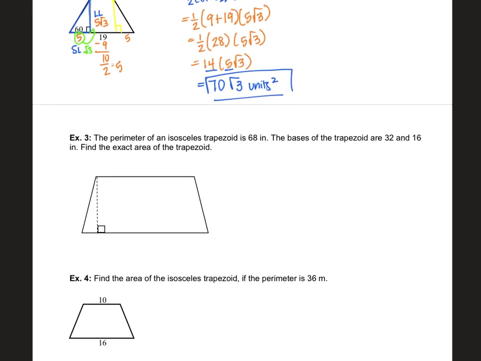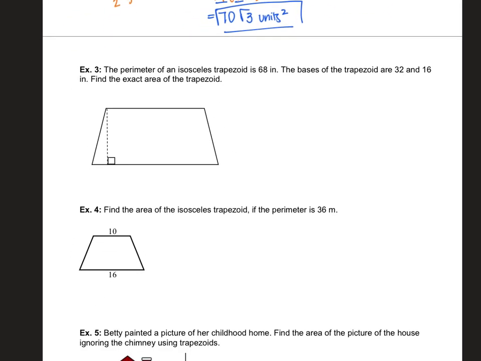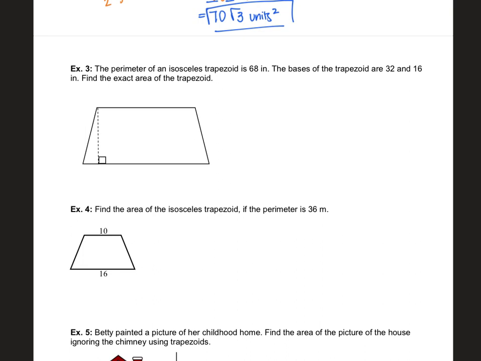Okay, let's look at another trapezoid problem, example 3. On example 3, they're telling us about the perimeter of an isosceles trapezoid. I'm going to pause. An isosceles trapezoid is very similar to an isosceles triangle, meaning 2 of my sides are going to be congruent. Well, these are my bases, they're not my sides, and they're clearly visibly not congruent. Now these are my sides, so I could label them as congruent.